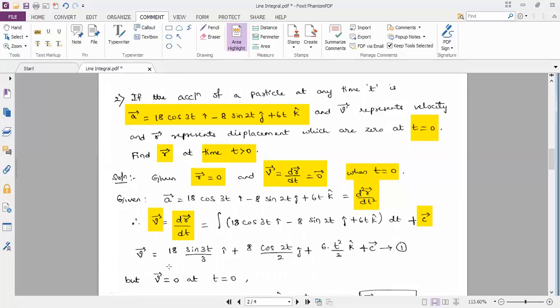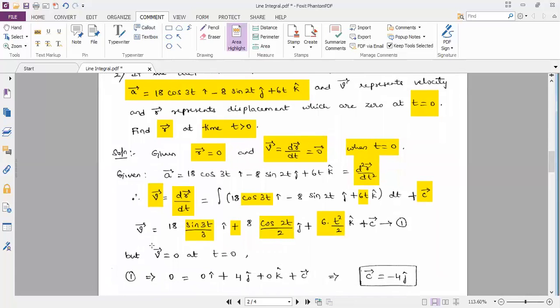So velocity v is equal to 18 times the integration of cos 3t, which is sin 3t divided by 3, minus 8 times the integration of sin 2t. The integration of sin 2t is minus cos 2t by 2, so minus of minus becomes positive, plus cos 2t divided by 2. And for the last term, the integration of 6t is 6 into t² divided by 2, plus constant c. Now we apply the condition given for us. The condition is velocity v is equal to 0 at t = 0.